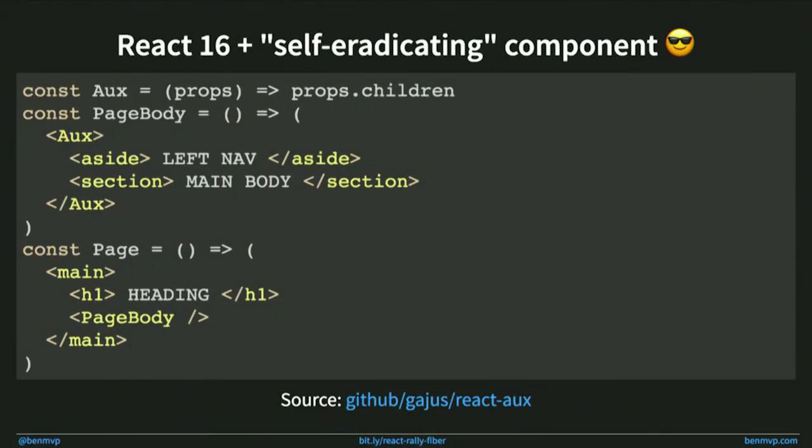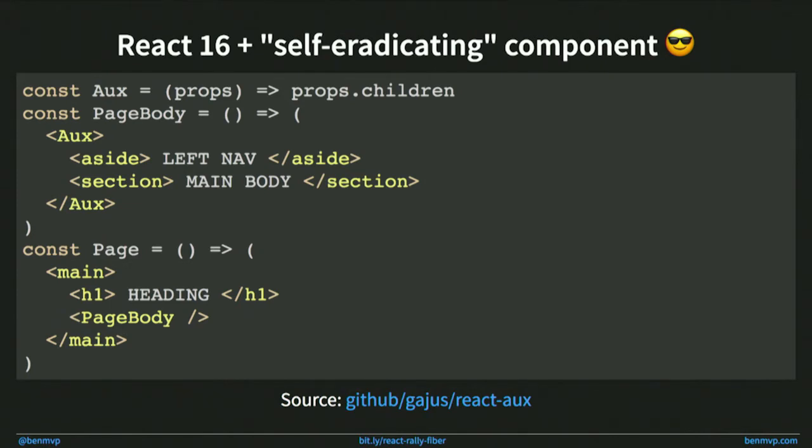The concept is called a self-eradicating component, basically. So we have this aux component, and it takes in the props, and all it does is just return the children. And now, we know that children can be an element or it can be an array, and since components can return arrays, this will be a valid component. And we wrap the aux component around the aside and the section. And since all it does is just return the children, when it actually renders out, the aside and the section will end up becoming siblings of the H1.